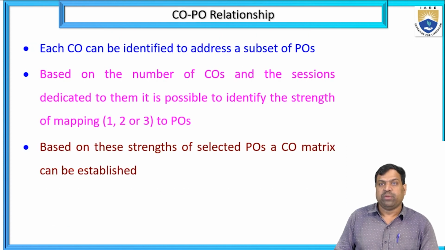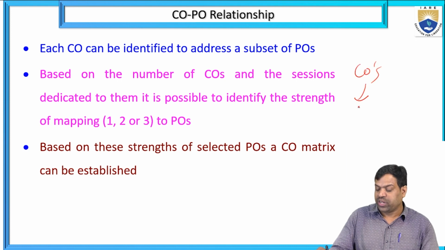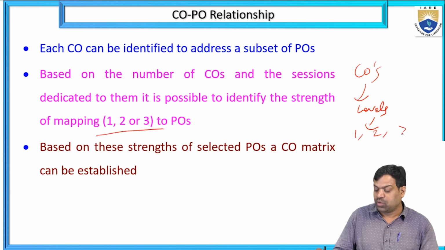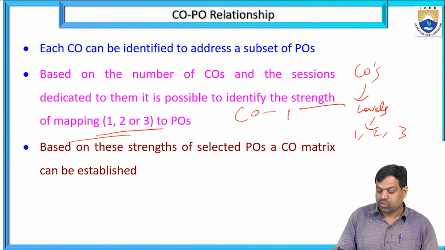Each CO can be identified to address a subset of POs based on the number of COs and the sessions dedicated to them. It is possible to identify the strength of mapping as 1, 2, 3. So for every CO, how are they mapped at levels 1, 2, 3? Level 1, 2 or 3 is the strength of the mapping. How the strength is mapped in the CO to PO mapping. Okay, CO-PO relation.